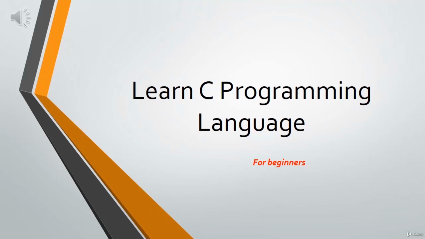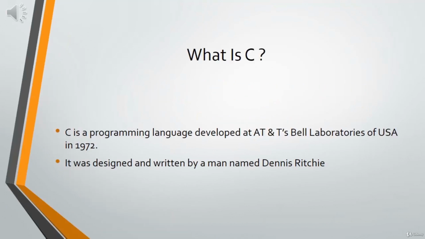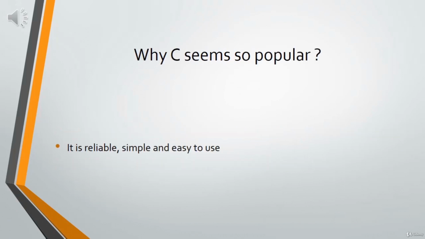Hello guys, in this course we will learn the C programming language. So what is basically the C programming language? The C language is a programming language that was developed at AT&T's Bell Laboratories of USA in 1972. It was designed and written by a man named Dennis Ritchie. So why does C seem so popular? The main reason is that it is reliable, it is simple, and it is easy to use.